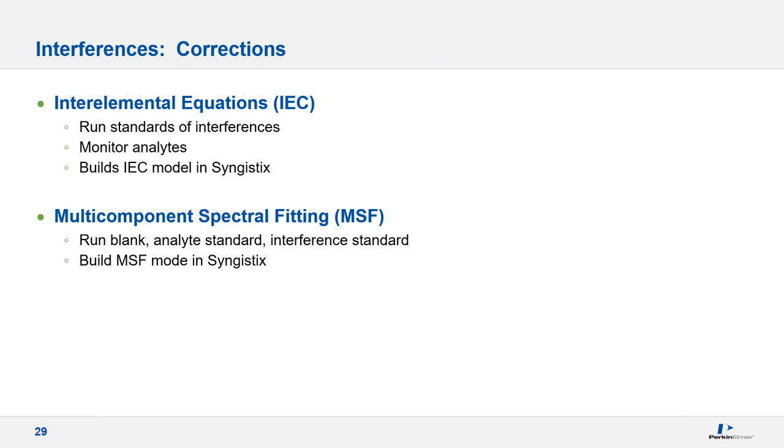When alternative wavelengths are not available, software-based interference corrections can be used. Inter-element equation corrections, known as IECs, work by running standards of interfering species and monitoring the analytes to determine the apparent concentrations caused by the interferences. IEC models can be built inside Syngistics. Another interference correction technique is multi-component spectral fitting, or MSF. This involves running a blank, an analyte standard, and an interference standard, and building an MSF model within Syngistics. Let's look a little bit closer at how MSF works and how it's applied to a practical example.